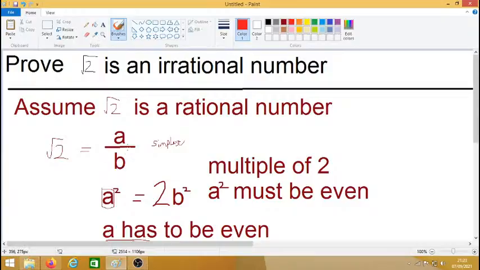If you've got a contradiction, it means that what you started off with has to be wrong. Root 2 is a rational number is what we assumed. That's got to be wrong. It can't be a rational number, so we've proved it's an irrational number.